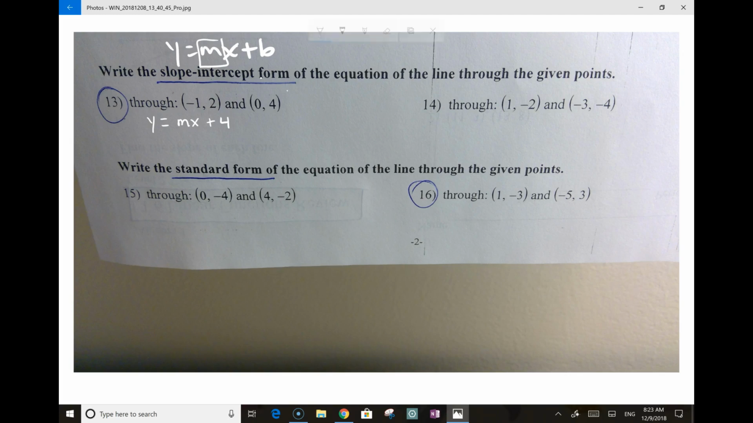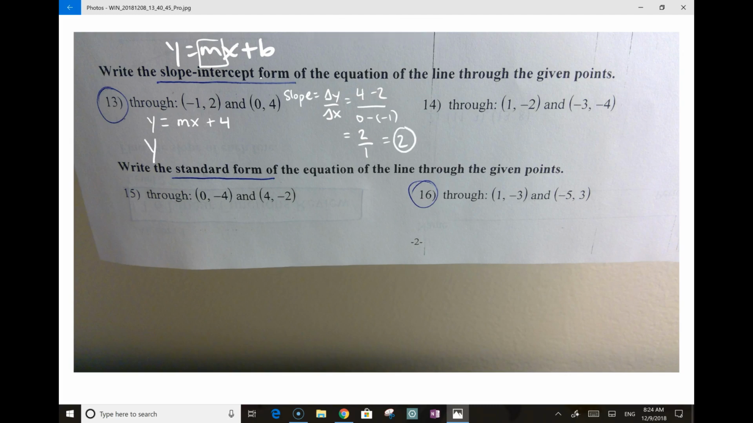So my slope is the change in y over the change in x, which, if you borrow the numbers here, would be something like 4 minus 2 over 0 minus negative 1. Again, you can go the other way and say 2 minus 4 and then negative 1 minus 0, and nothing would change. It would still be the same value at the end. So 4 minus 2 is 2, and 0 minus negative 1 is 1, because of that double negative turning positive. This becomes a 2, and there is my slope.